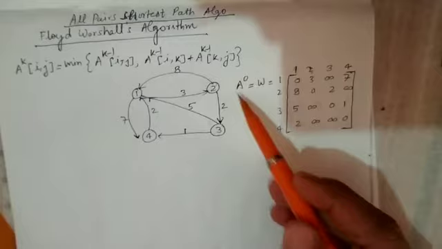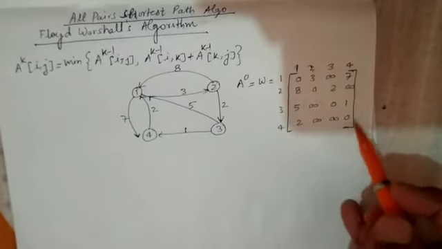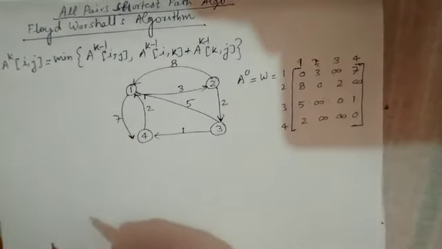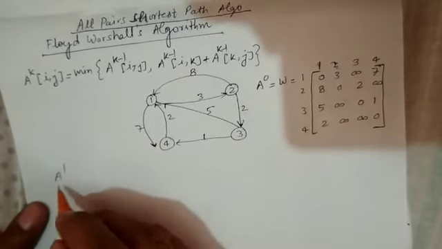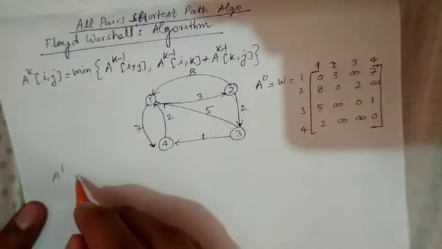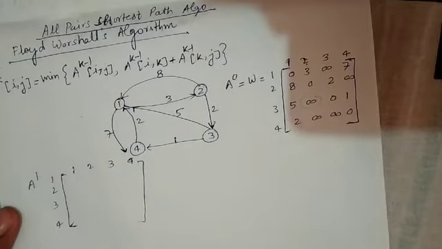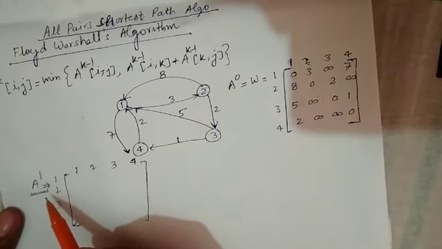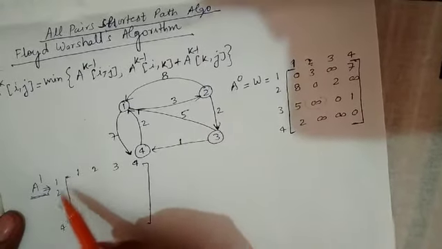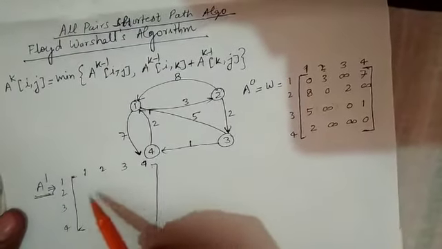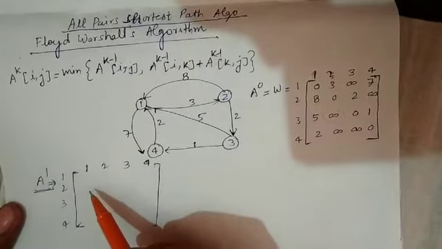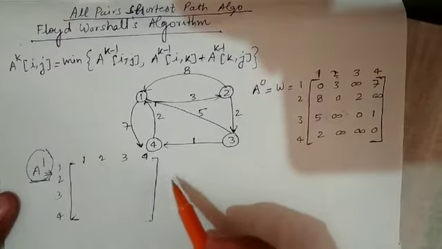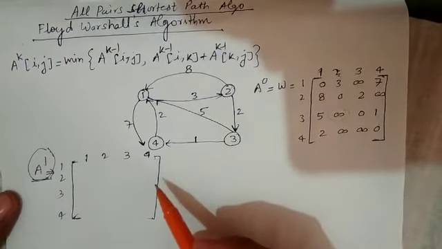So the zeroth matrix will be our initial weight matrix, and we will copy it as the weight matrix over here. Now the next step is to find the matrix A1. Matrix A1 says: can we find the shortest path through the intermediate vertex 1? That is what the A1 matrix is. Similarly for A2, can we find the shortest path which has intermediate vertex 2?